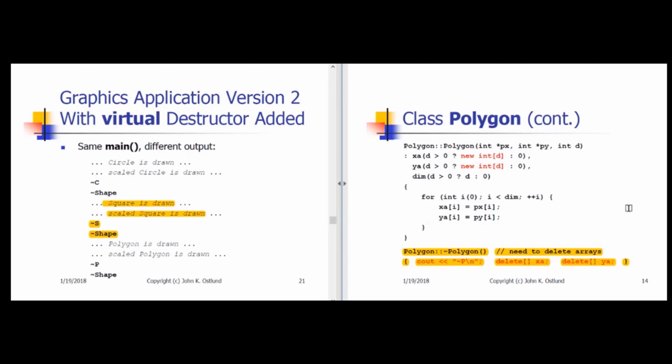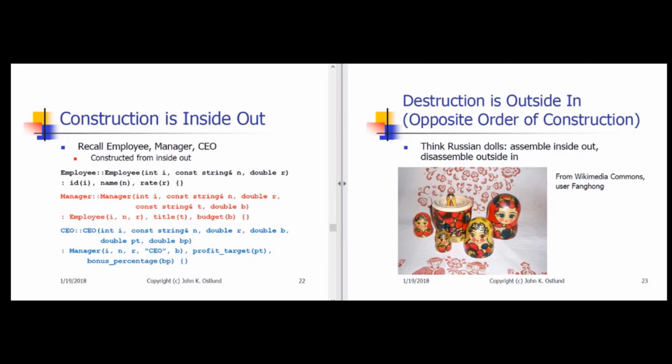It's a very common bug, and it's something that I continue to do, I'm embarrassed to say: to forget to declare your base class destructor as a virtual function. And this often leads to memory leak kinds of problems. Here on slide 22, we're showing a reminder of our employee, manager, CEO class hierarchy with constructors for each one of those.